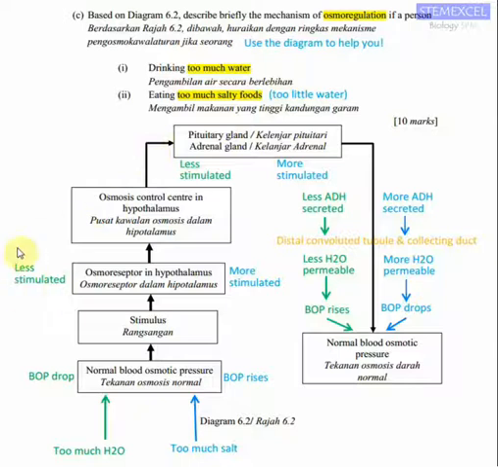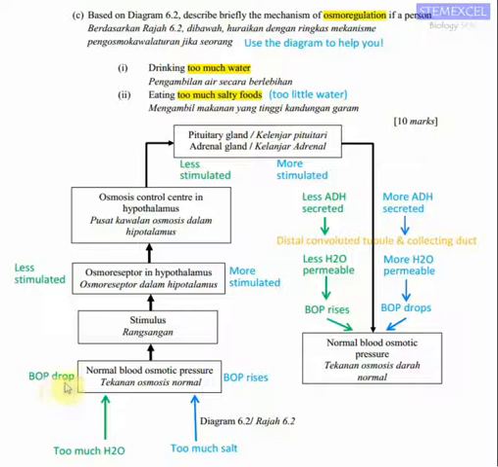So here you have less stimulated, so this would also be less stimulated, because there is less stimulation of the pituitary gland. You would have less secretion of ADH, and if you have less secretion of ADH, what will happen to the distal convoluted tubule and also the collecting ducts? You would have less permeability towards water, and because you have less water, this will increase the blood osmotic pressure again, and then you will have it back to the normal levels.